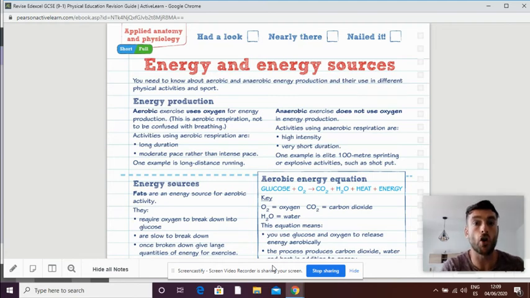The other system is the anaerobic system. The anaerobic system is when you're working so intensely that there's not enough oxygen present to fuel this system. So no oxygen is present. The anaerobic energy system works when we're working at high intensity for short periods of time. An example would be a 100-meter sprint, or an explosive activity such as a shot put, a high jump, a long jump, anything explosive.